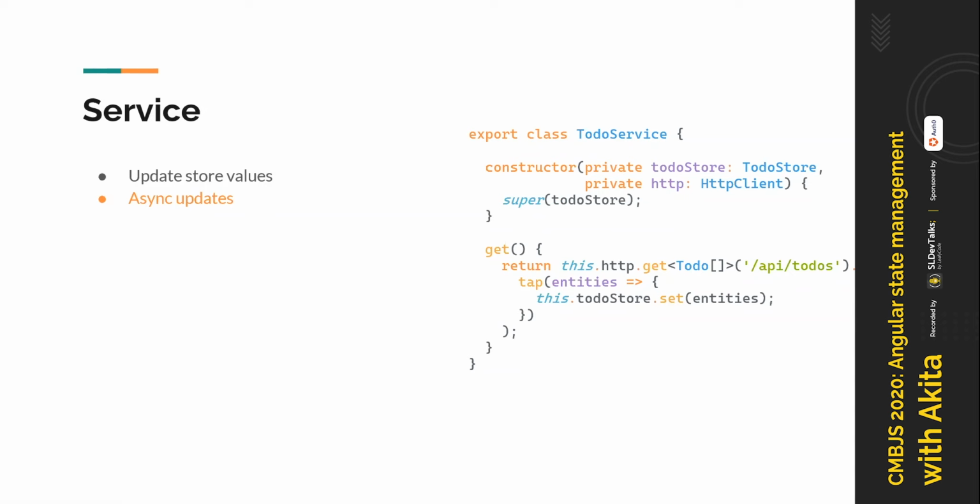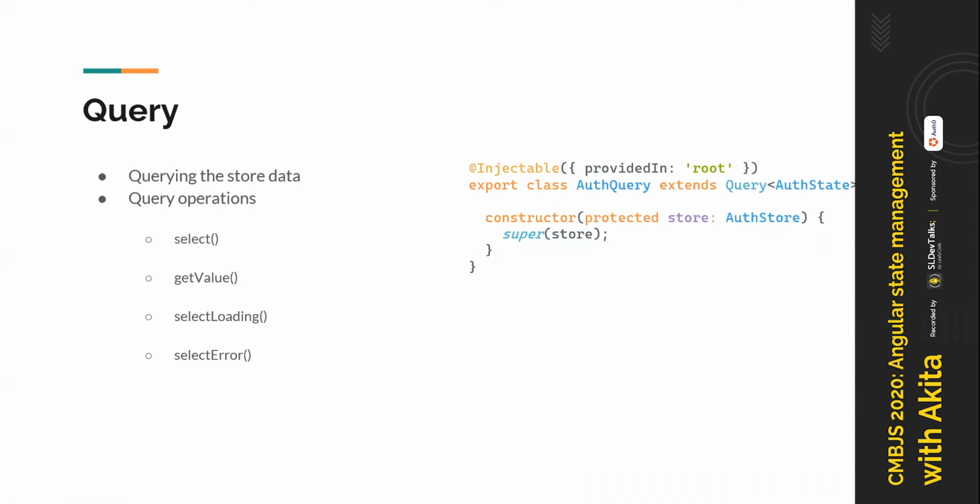But in here, what I'm doing is I'm just calling the API and then tap it and update the store then and there. So we don't need a separate service to do our HTTP calls. So this makes things a bit easier for us. And once we update the data in our store, we can query them.